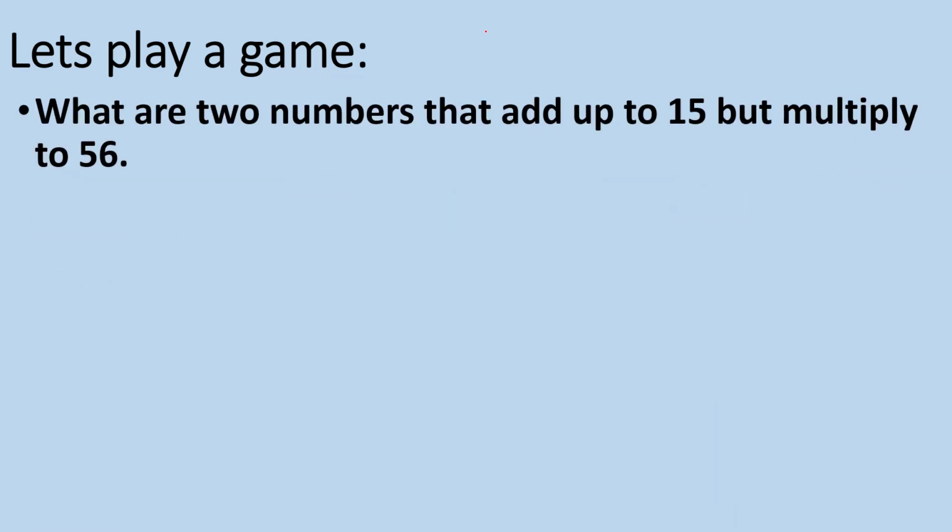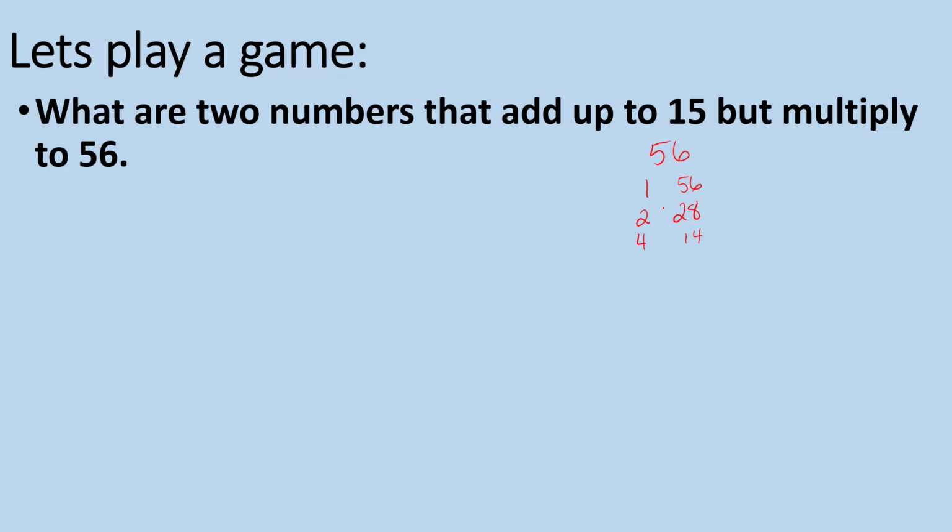All right, let's play a game. Chances are pretty good that you've played this game at some point in elementary school. What are two numbers that add up to 15 but multiply together to get 56? And so we could start with 56 and find the factors. 56 divided by 1 is 56. 56 divided by 2, well, that's going to give us 28. 56 divided by 3, no, that's not going to work. 56 divided by 4, that's 14.